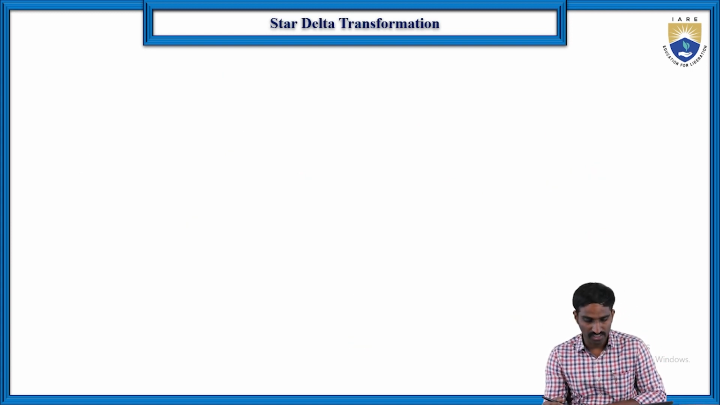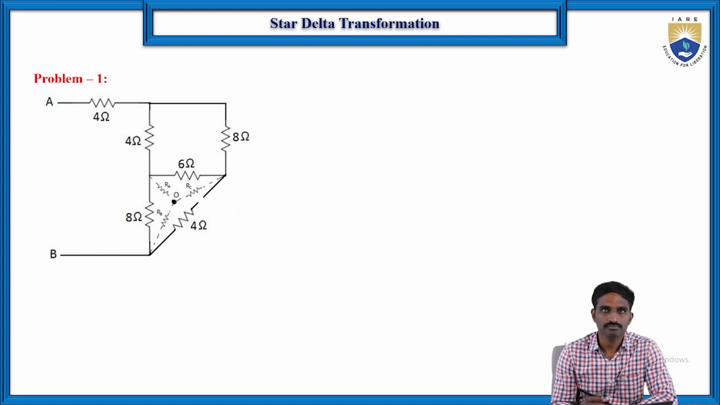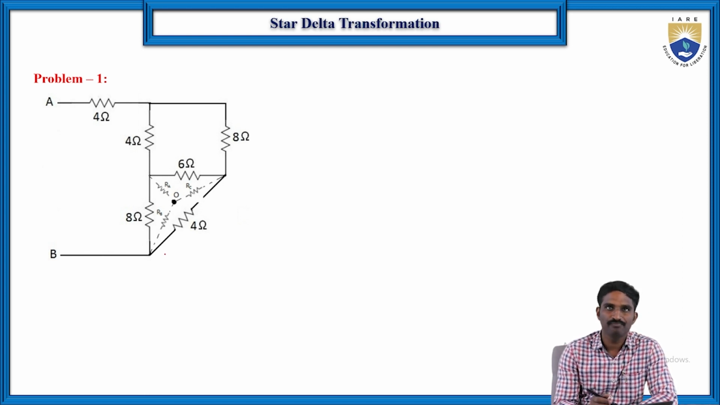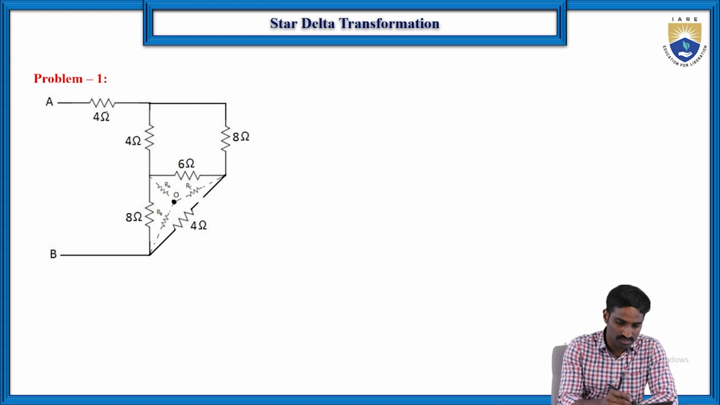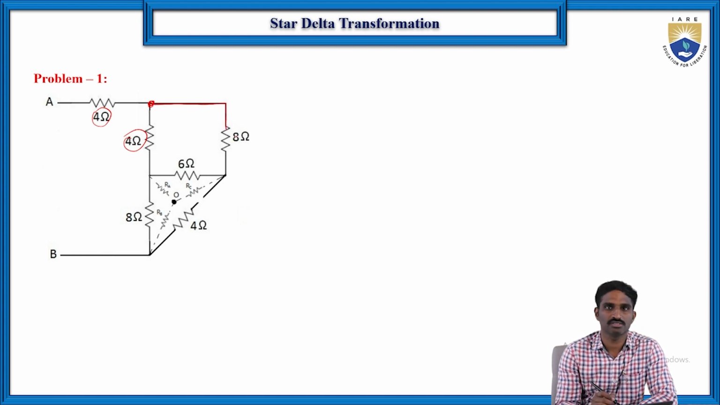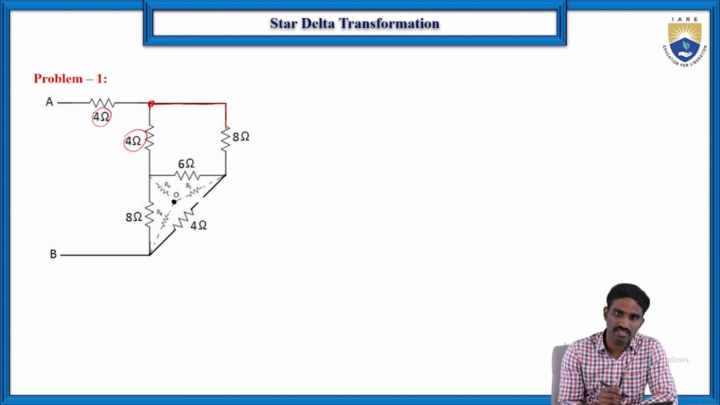So now we are going to some practical examples. Here it is one. First let us see whether any two combinations are series or parallel. Suppose let us go with these 4 ohms and 4 ohms. Of course, these two resistors have only one common node, but this common node is connected to this 8 ohms resistor. So these two are not in series. And let us check the parallel combination. These two have only one common node, not two common nodes, so these two are not parallel either. So we can't define these two as series or parallel, right?